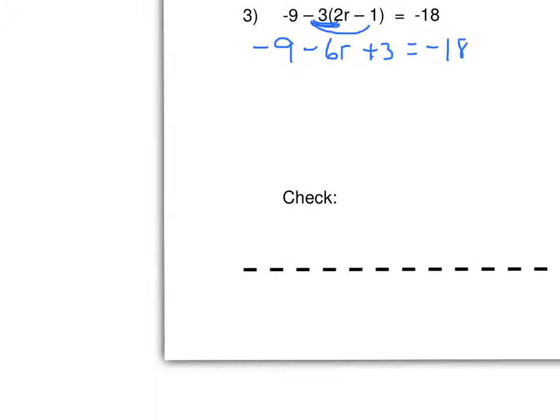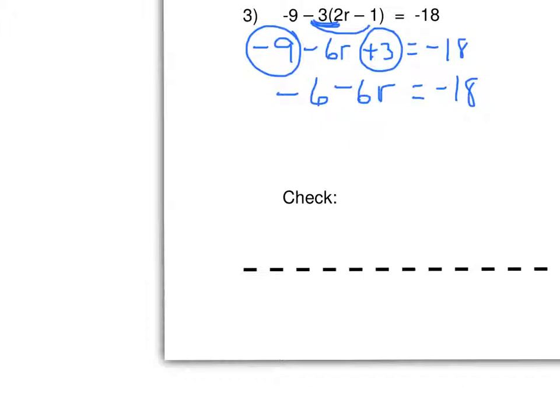After I distribute, I will combine like terms. I have a negative 9 and a positive 3. Negative 9 plus a positive 3 is negative 6. Then I bring down the minus 6r equals negative 18. Now I have a two-step equation.